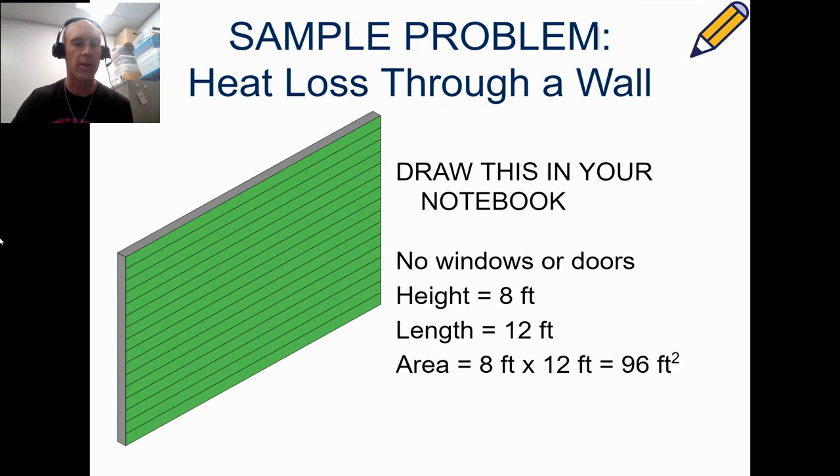Draw this little wall. You don't have to draw it isometric. Just draw a little rectangle. Dimension it out 8 feet tall, 12 feet long. Your area is 96 square feet. Pause this. Make sure you draw that sketch. And let's move on.